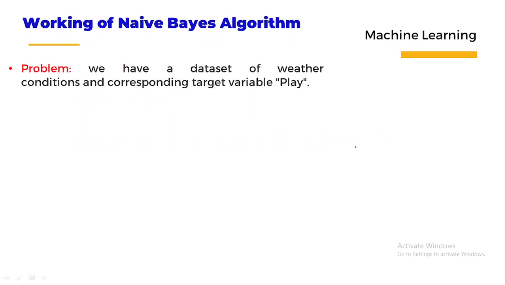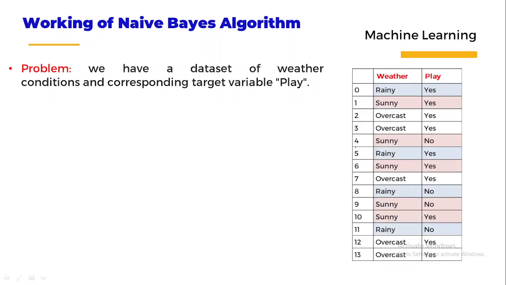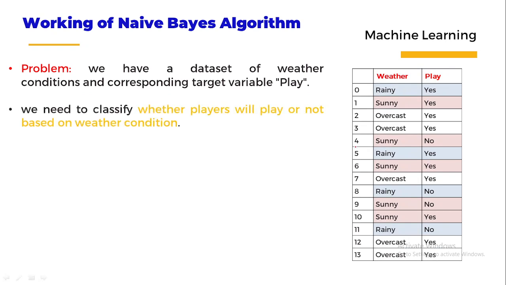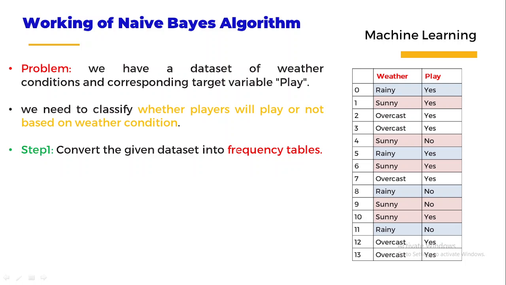We have a weather data set, and based on the weather condition we want to find out whether the player is going to play or not. This is the data set, and there are 14 entries in total. Weather contains three types of values: rainy, sunny and overcast. The output feature, or target variable, is yes or no. This is a classification problem, so yes and no values are there. So what is our step 1? Step 1 says convert the given data set into the frequency table.